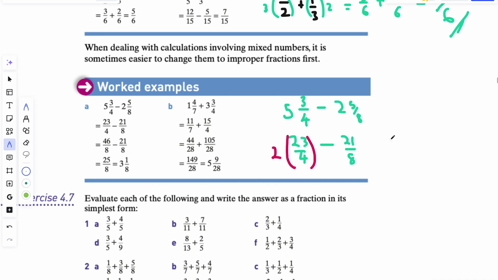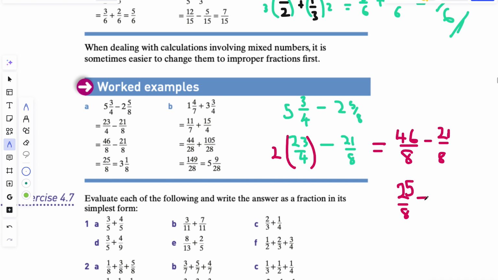So if I multiply this one by 2, this will be equal to 46. I'll have 46 over, multiply this one by 2, I get 8, minus, you just write this one the way it is, 21 over 8. So now you can see the denominators are the same. Since the denominators are the same, just subtract the numerators. You say 46 minus 21, you get 25 over 8.